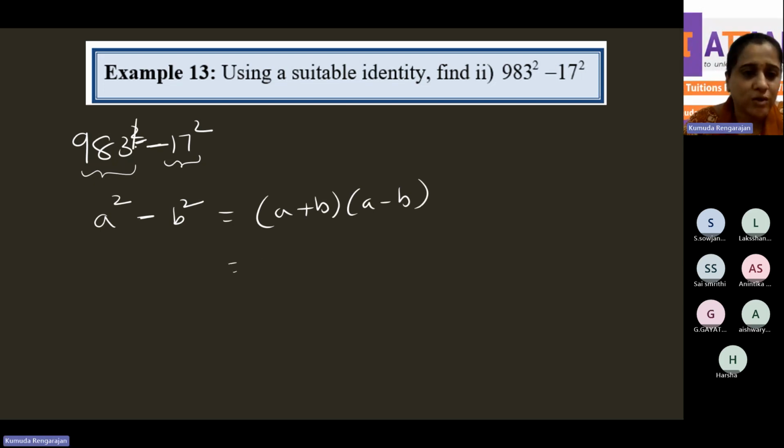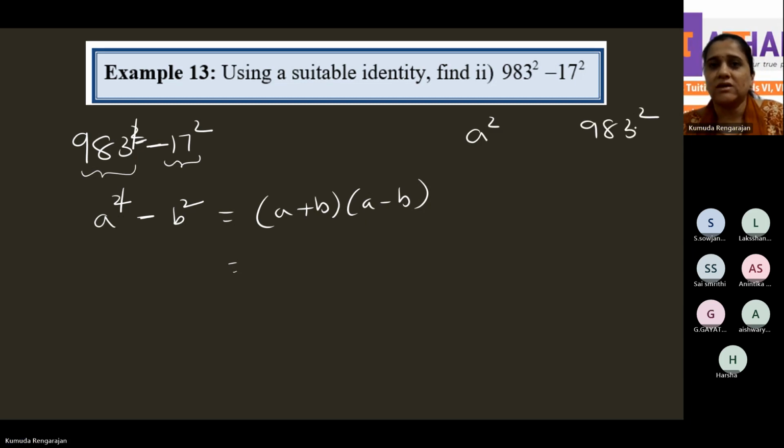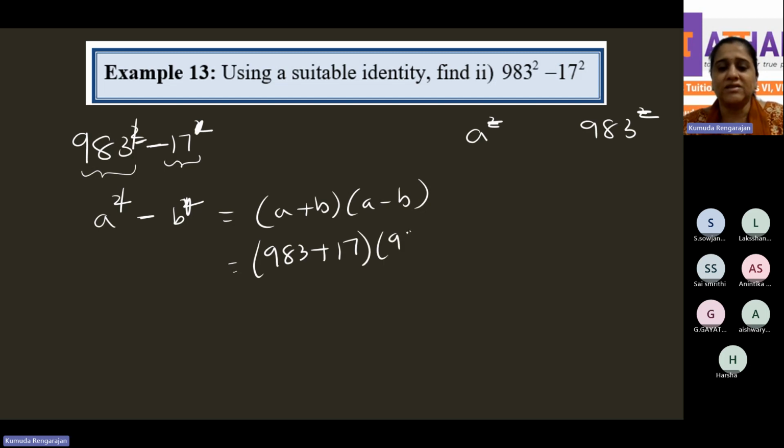Because see here, the square and the square, you just do that in your mind. You're comparing a square and 983 square. When you compare this, cancel the square and the square in your mind. So what is a? 983. So a is 983 plus b. See, cancel the square and square. So b is 17. So 983 plus 17 into 983 minus 17 is the answer. That's all. This is the answer.